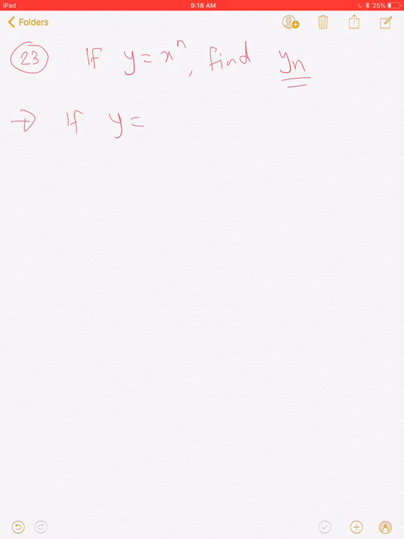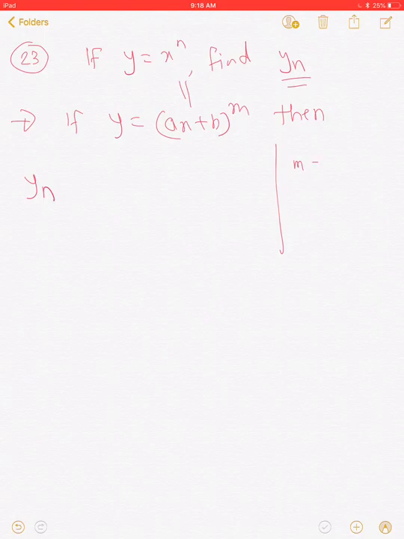Next question is, that is question number 23. In question number 23, it is given that if y is equal to x raised to the n, find its nth derivative. It is actually simple. We know that if y is equal to (ax plus b) raised to the m, then its nth derivative is given here. Remember that if we compare these two functions, then here we will get m is equal to n, a is equal to 1, b is equal to 0. This is our first observation.